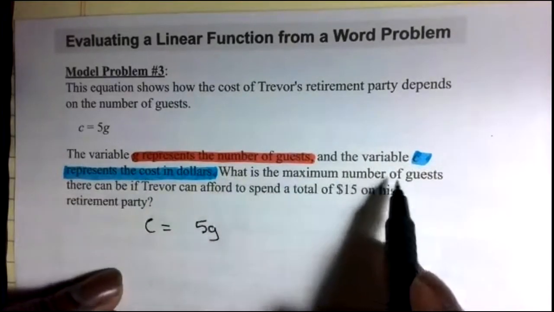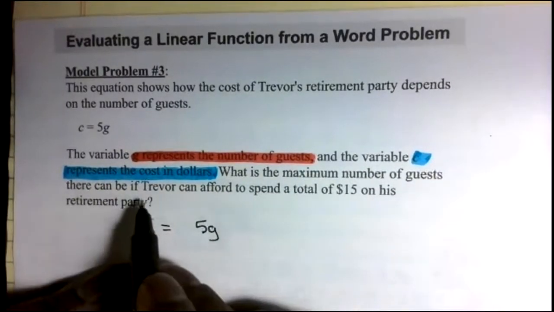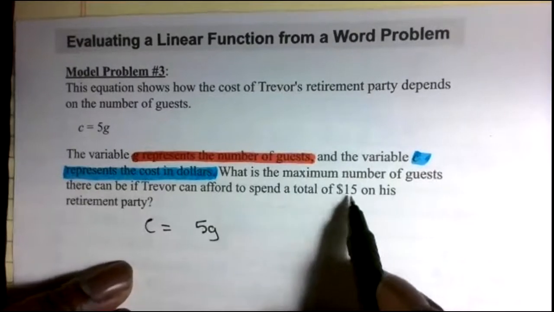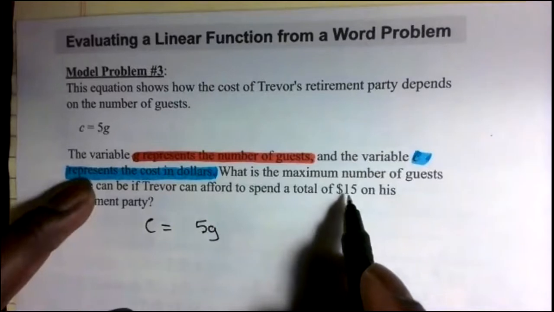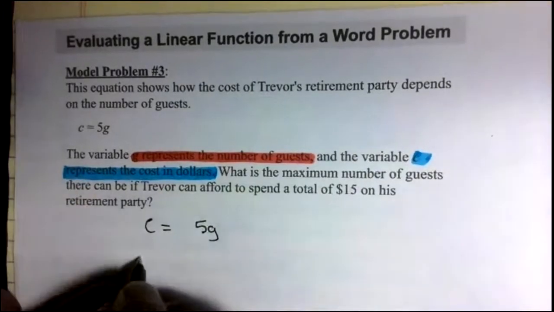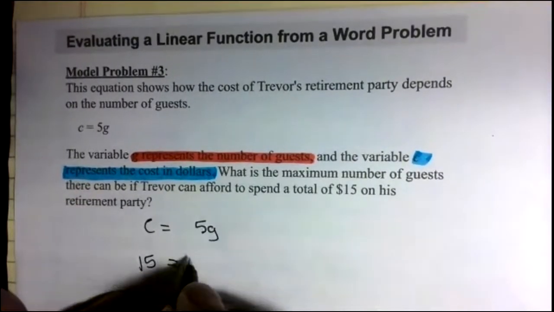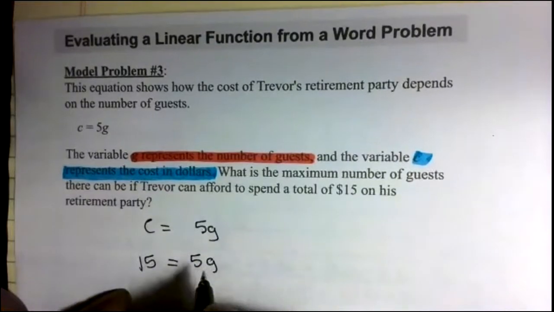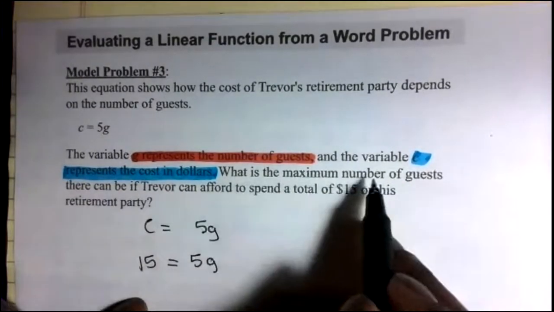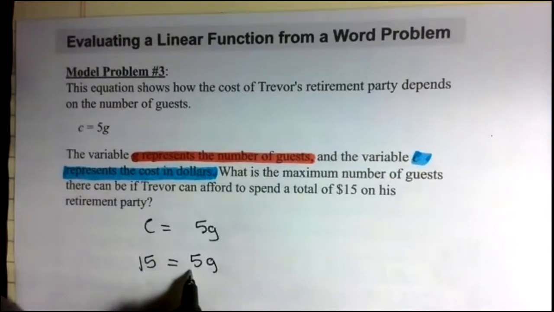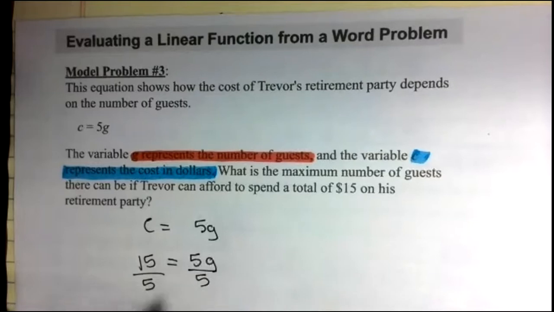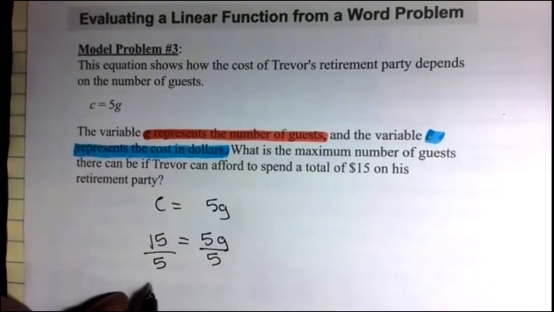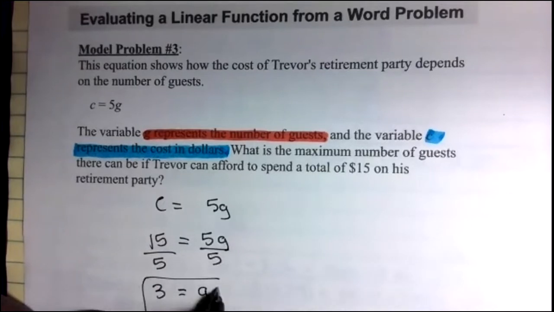It asks, what is the number of guests Trevor can afford if he spends $15? So $15 represents C, which is the cost. So I can say 15 equals 5 times G, and we're trying to find G, the maximum number of guests. So I have to divide by 5 on both sides because I'm solving for G. So here we have 3 equals G.